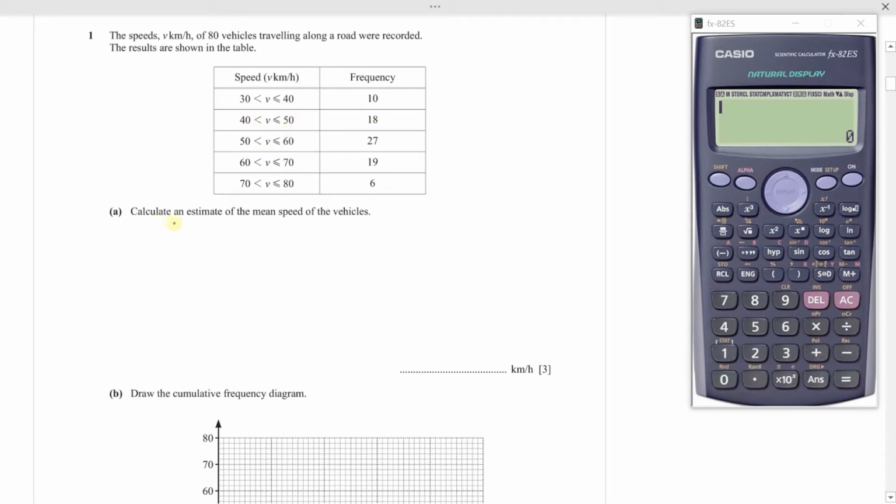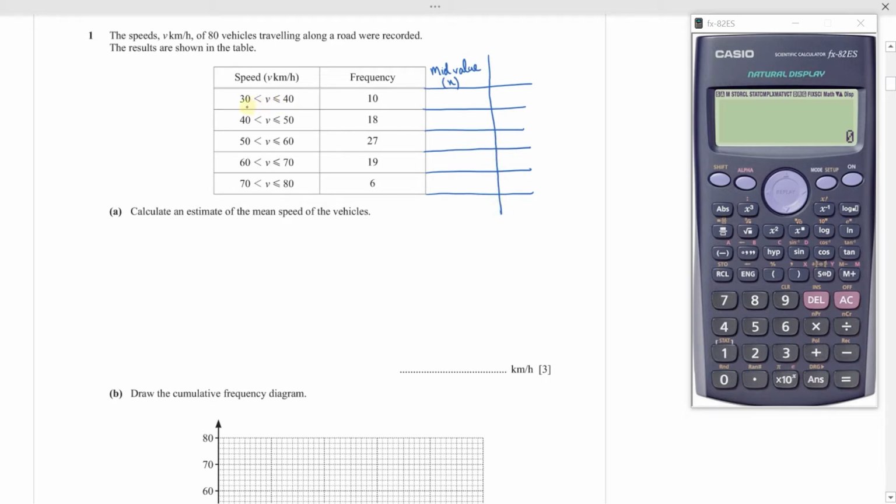The first part is calculate an estimate of the mean speed of the vehicles. So since you have these class intervals and not exact values of speeds, you will first find the mid value of each of these class intervals. So let me extend this table towards the right here. I will add another column for mid value. Let's call this value x. So this is the mid value of each class interval here.